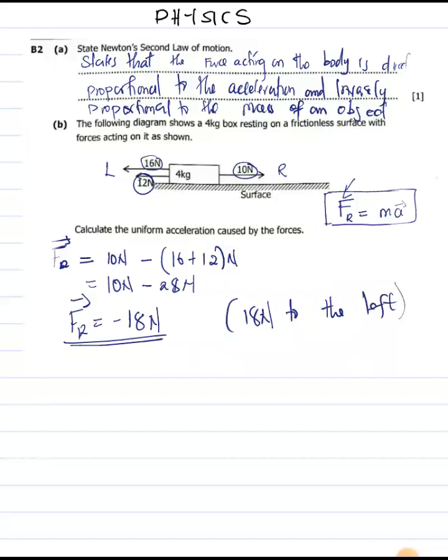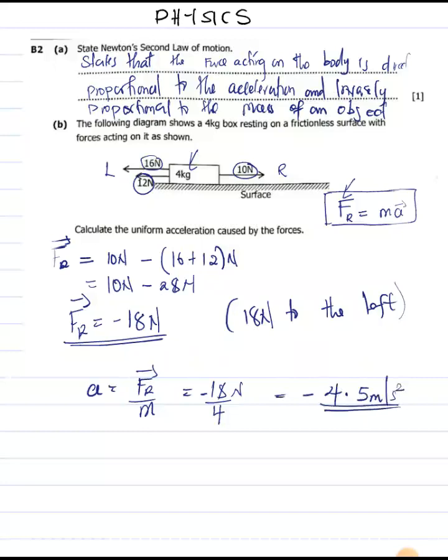So how do we find the acceleration? We have the mass, we have the resultant force. So the acceleration is equal to resultant force divided by what? Mass. And the resultant force is 18 newtons, and the mass is 4. Like I said, there's no problem putting acceleration negative there. So our answer becomes negative 4.5 meters per second squared.